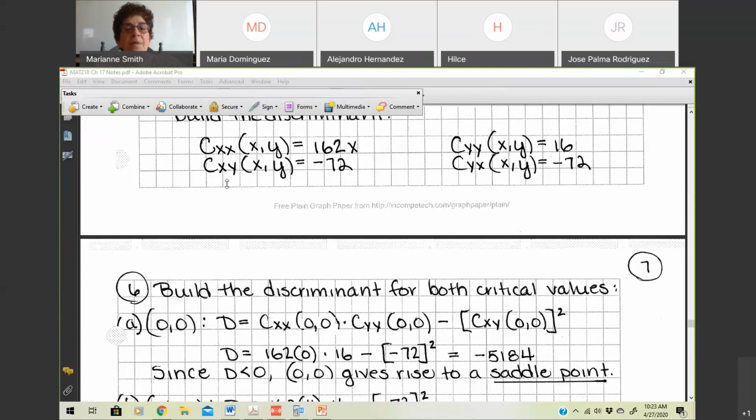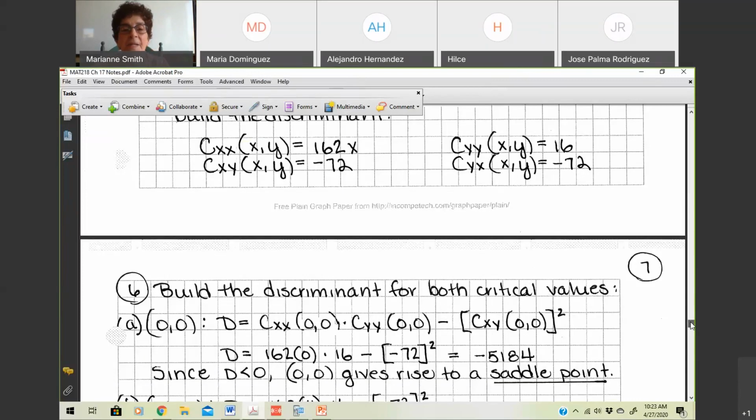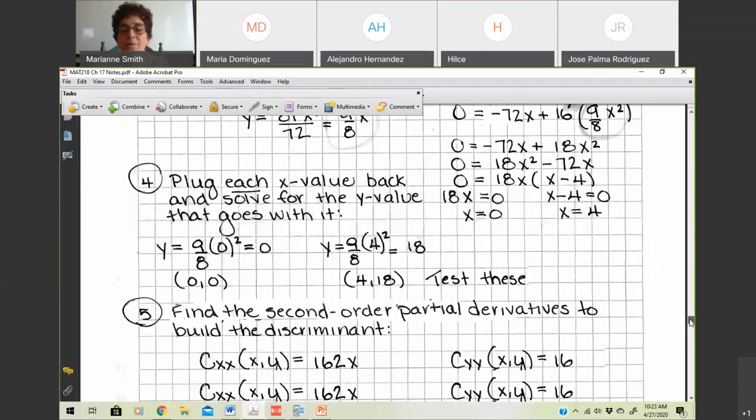Okay, everybody understand why (0, 0) gives rise to a saddle? Yes. Let's try the other one. Maybe we'll get lucky and it'll be a minimum. Okay, that was the point (4, 18).